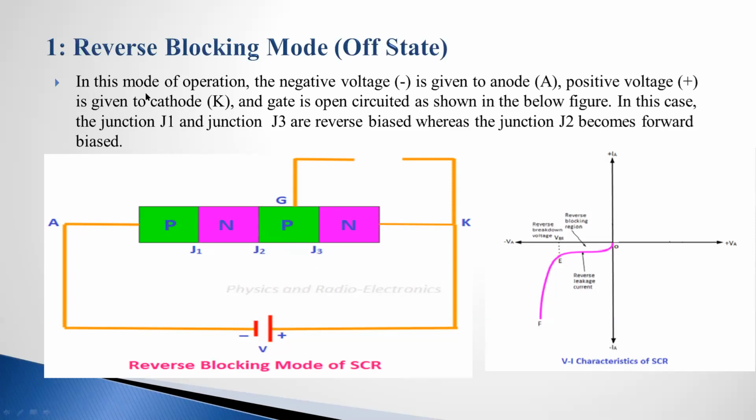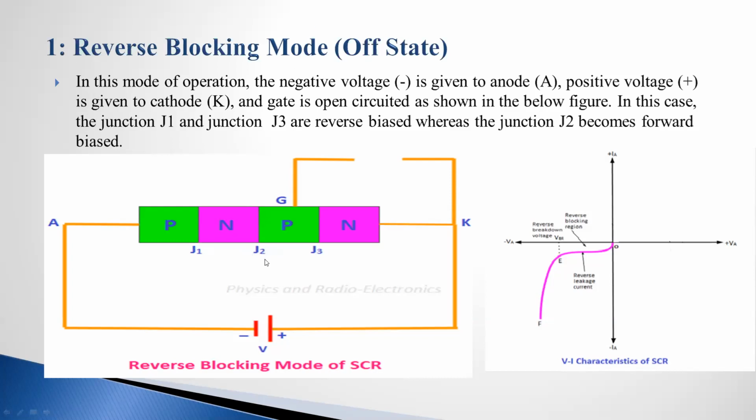So here in reverse blocking mode, junctions J1 and J3 are in the reverse bias condition and junction J2 is in the forward bias condition. It's a very important point. In reverse blocking mode, what will be the behavior of the junctions J1, J2 and J3? Simply you have to give the answer: J1 and J3 are reverse biased, and J2 is forward biased.